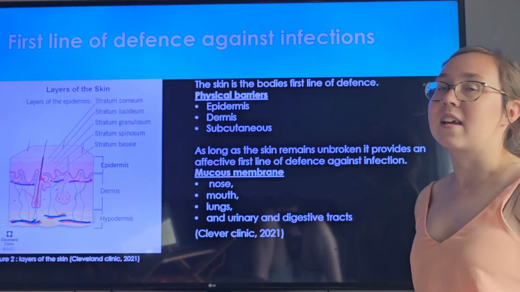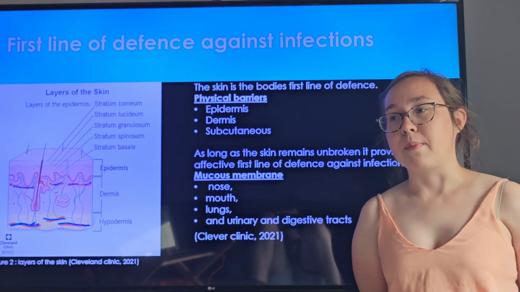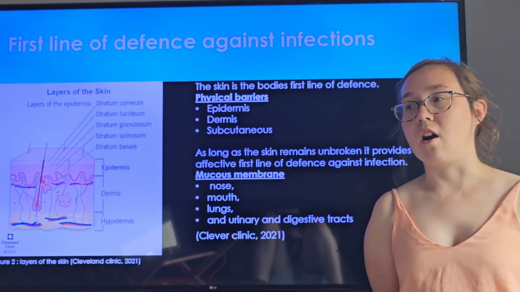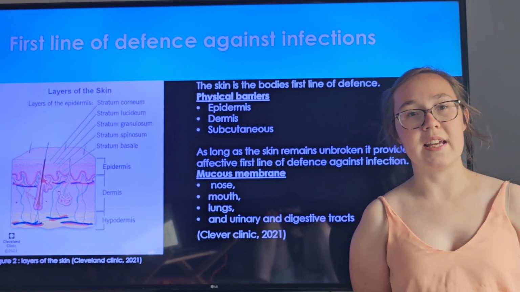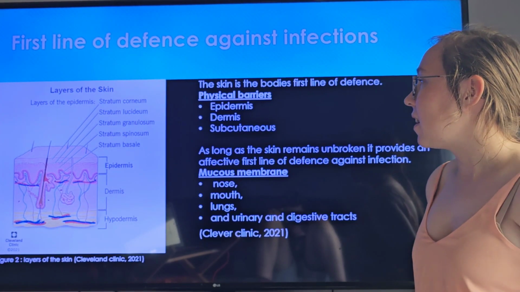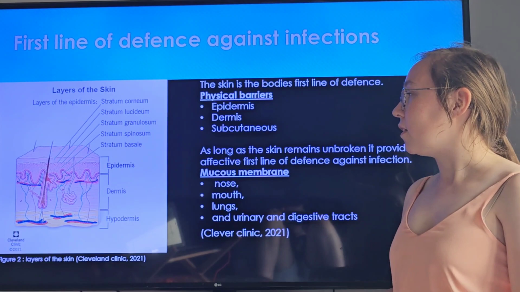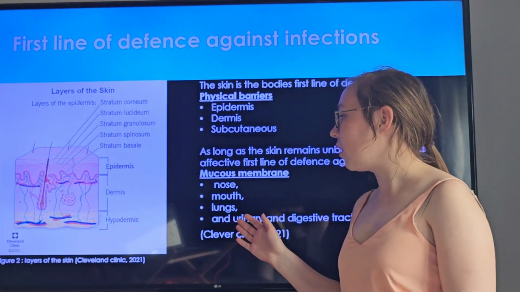First line of defence against an infection. The body uses three lines of defence to battle infection. The first two lines are non-specific and the third is specific. The very first line of defence is the skin. As seen here, you can see how the skin is laid out. Its physical barriers are the epidermis, the dermis and the hypodermis.